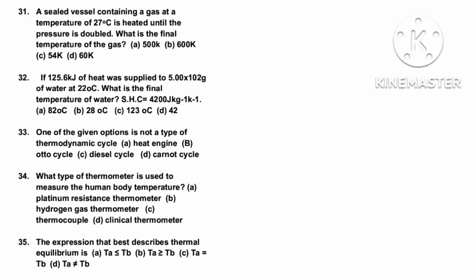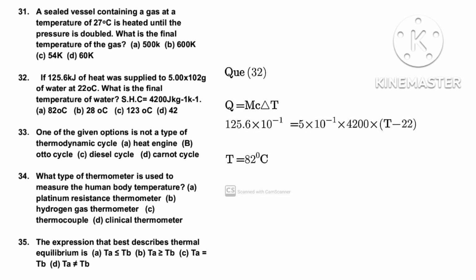So for question 31, we have a sealed vessel containing a gas at a temperature of 27 degrees Celsius. Now we have to convert the 27 degrees Celsius to Kelvin by adding 273. So that's 300 Kelvin. So what is the final temperature of the gas if the pressure is doubled? Now when the pressure of a body is doubled, the temperature is also doubled. So that's 300 times 2, so that's 600 Kelvin. So 31 is option B.